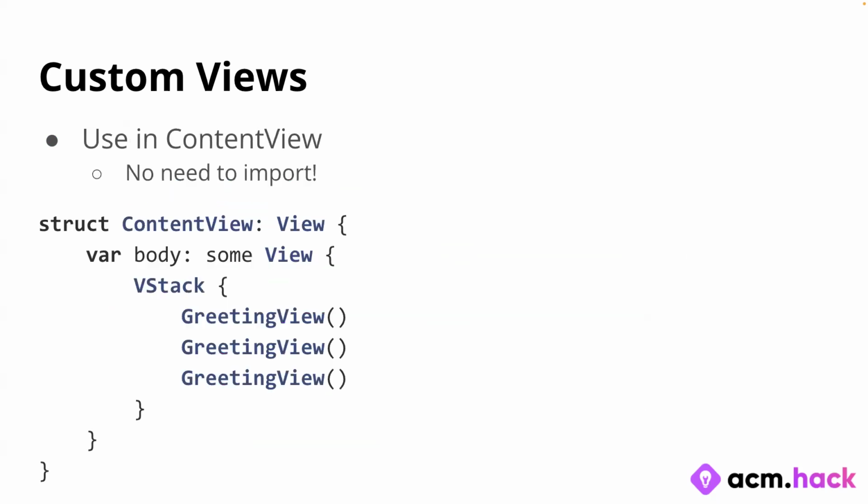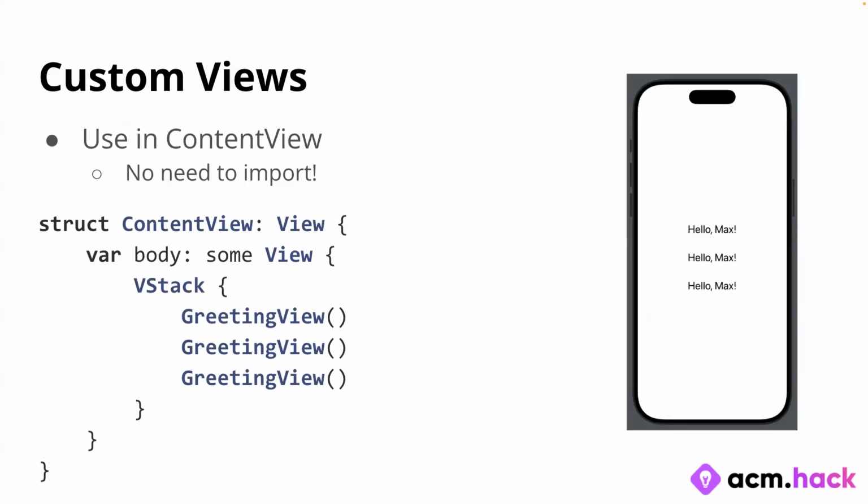So to use this custom view, we can just use it as any other view, and there's no need to import it either. As you can see here, we have used the greeting view 3 times, which will then show hello Max 3 times on the app.